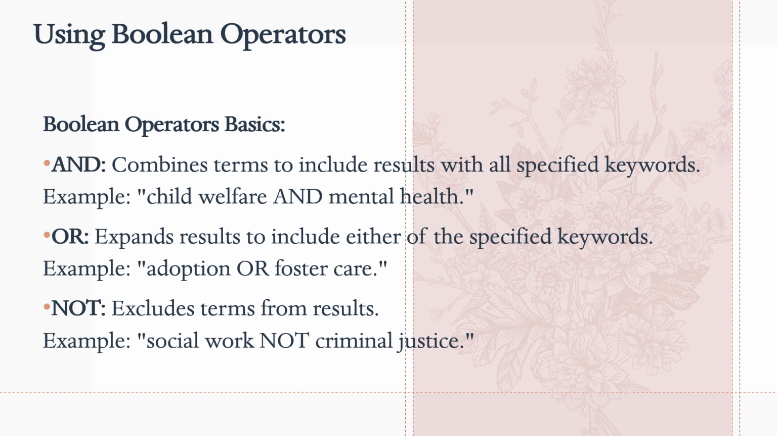And for the OR, expands results to include either of the specific words. So it chooses one or the other. So example is adoption or foster care. So it's going to look for adoption or foster care for the results. And for the NOT, it excludes terms from results. So example, social worker, but not criminal justice. So it's going to look for social work, but not criminal justice.